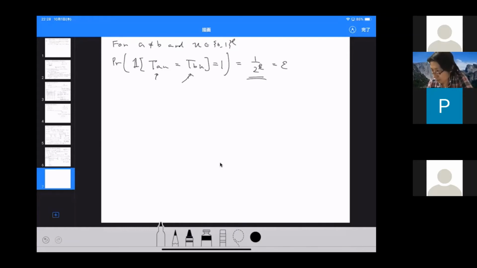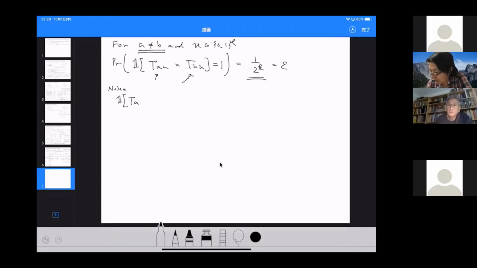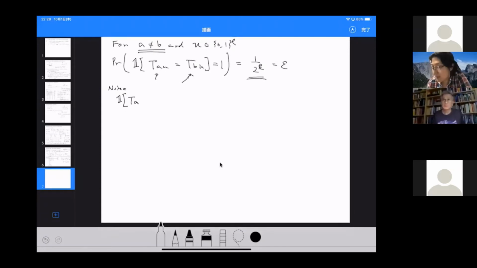Also note that when A and B disagree, the indicator functions of the random variable T of A1 equal to T of B1, T of A2 equal to T of B2, up to T of A to the power L equal to T of B to the power L, are independent Bernoulli.